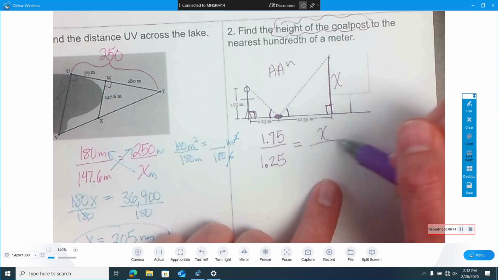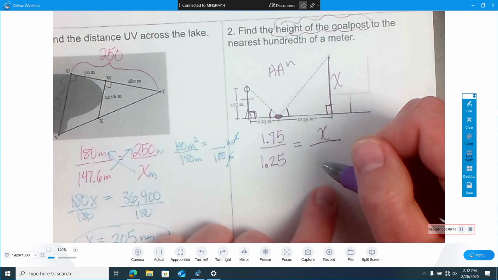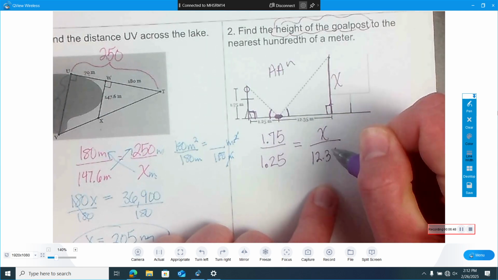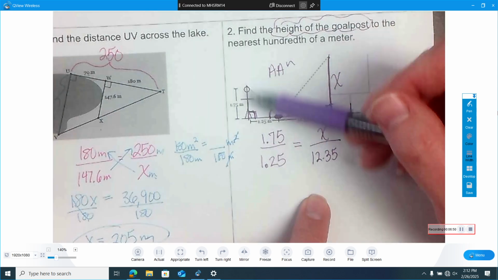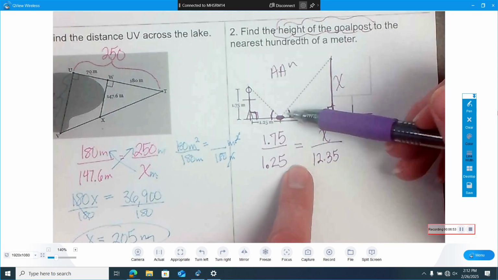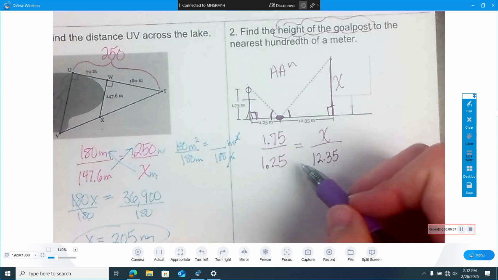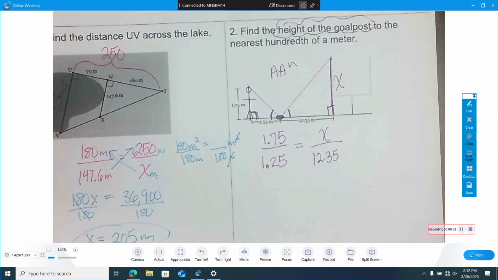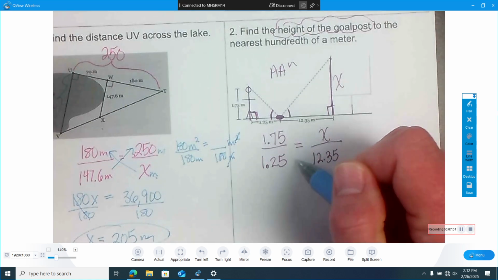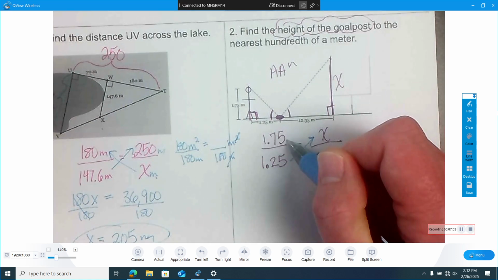Height of the goalpost over distance to the mirror, 12.35. So again, we just got that same pattern. Height over distance is equal to height over distance. And you can set that up pretty easily. And then we need to do what? Cross multiply.